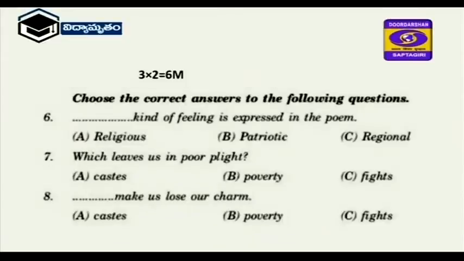So, under this you are given 3 multiple choice questions, and the first one is dash feeling is expressed in the poem. A religious, B patriotic, C regional. The second one is which leaves us in poor plight? Caste, poverty, fights. Eighth one is dash make us lose our charm? Caste, poverty, fights. You choose the right option and write the correct letter against each of that.